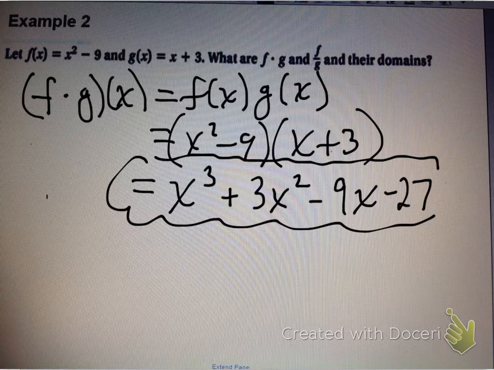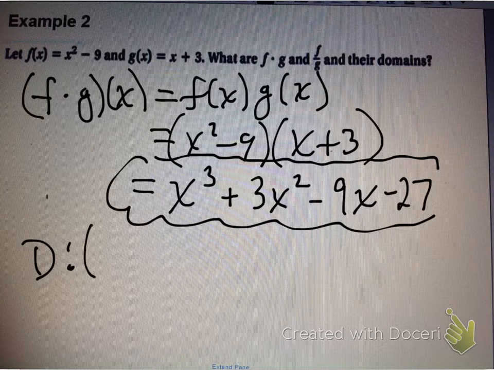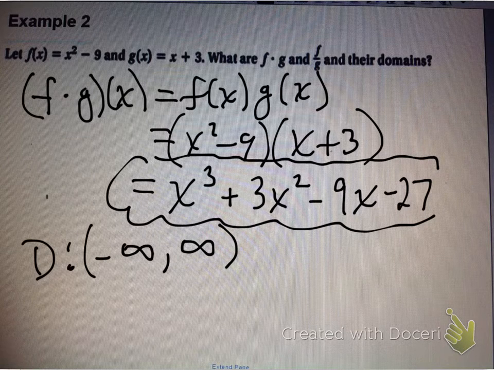Alright, the domain, I look at this and I don't see any logs, I don't see any square roots, I'm not dividing. And so there's really going to be no constraints on the domain, so it's going to be all real numbers, and we can represent that with this interval from negative infinity to positive infinity.